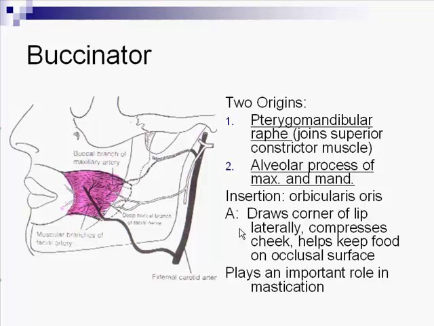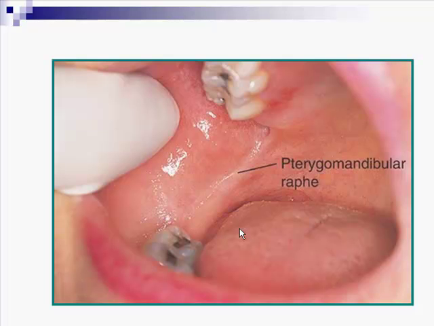If you take a look at the origins, the pterygomandibular raphe and the alveolar process of the maxilla and mandible, and the insertion is the orbicularis oris. I'm just going to show you the next slide. This is the pterygomandibular raphe. This is going to be an important landmark when we're providing local anesthesia, more specifically, when you're giving an inferior alveolar injection.